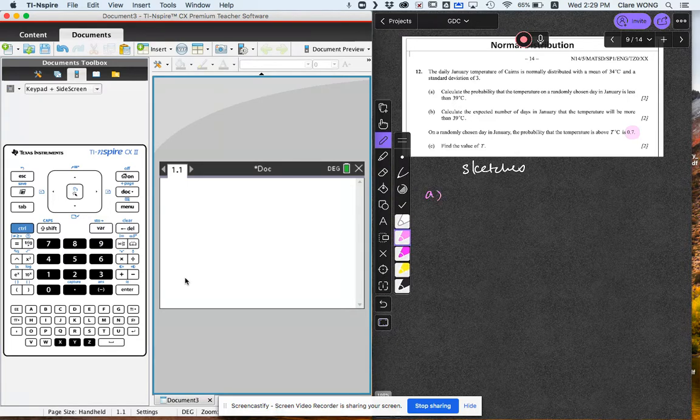So Part A, let's draw the sketch. First, draw a bell-shaped curve. Where is the mean? 34 degrees Celsius and a standard deviation of 3. So over here, 37, 31. So this is at least a start of how you can approach this.